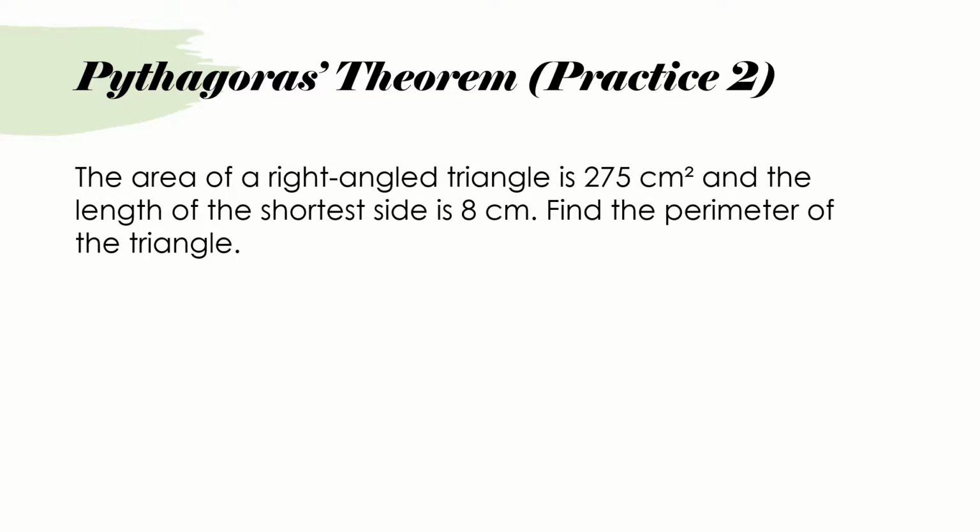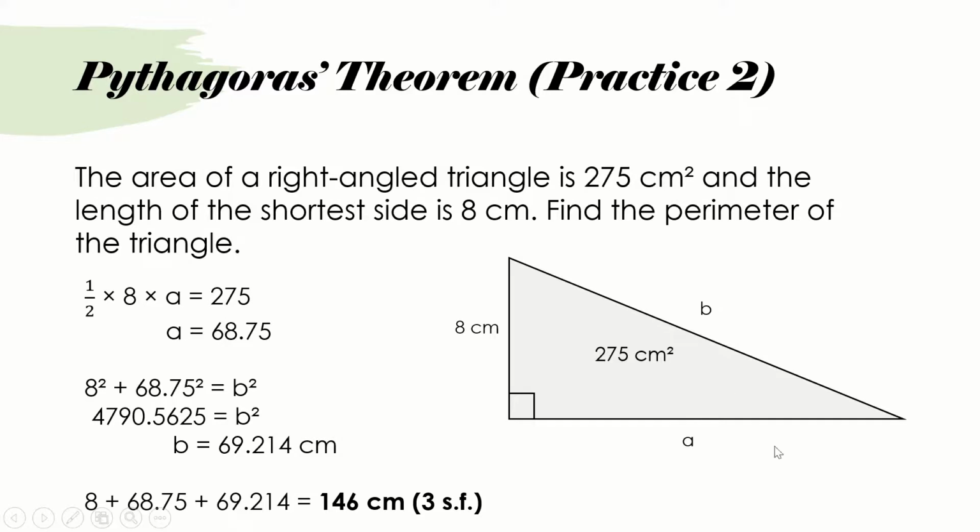So first, you got to draw the triangle out. Label the shortest side as 8 centimeters and the other two sides as A and B. You can use X and Y, it doesn't matter. Just use any letters to symbolize the unknown sides. And the area is 275 square centimeters. So we know that area is 275.